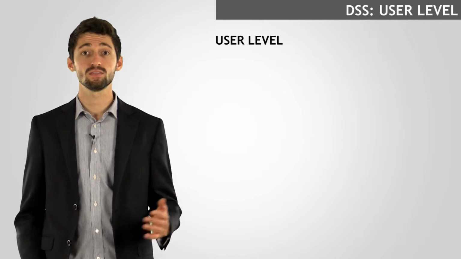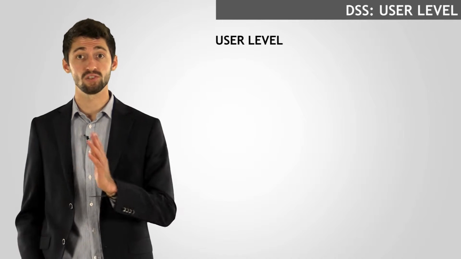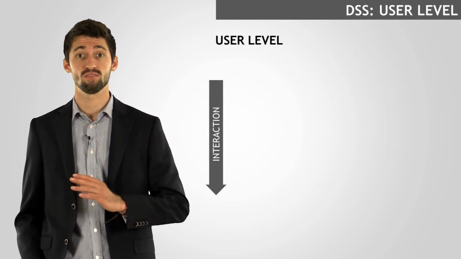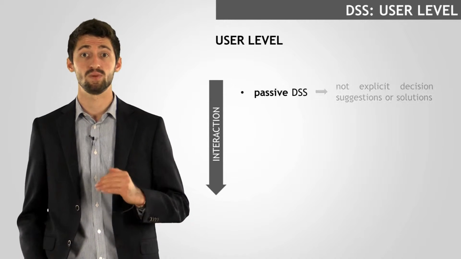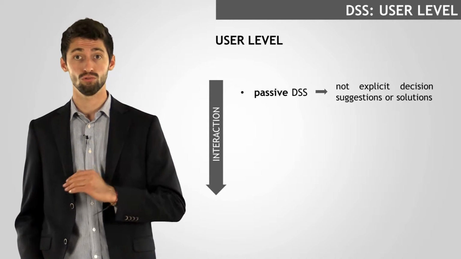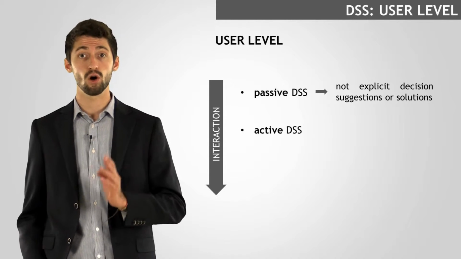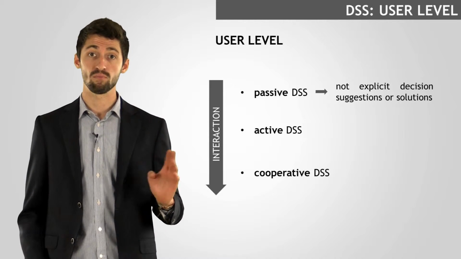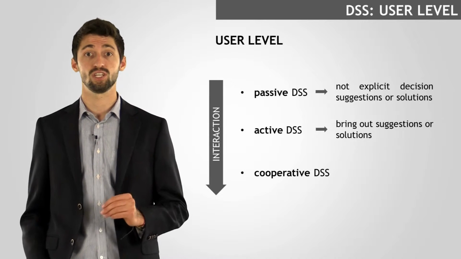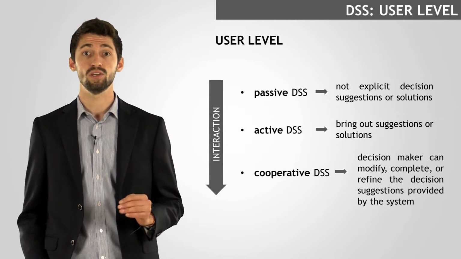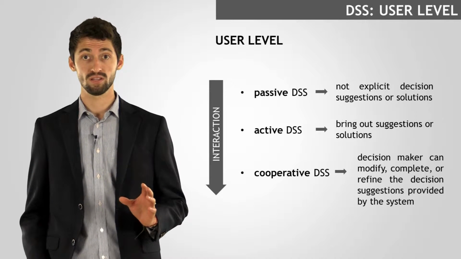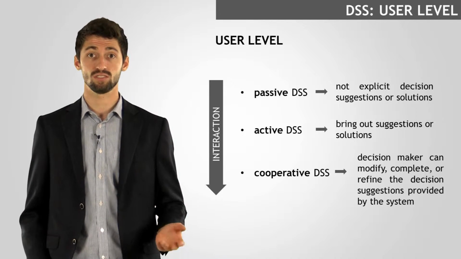It classifies the DSS on the basis of the interaction between the user and the system, from a passive DSS, which cannot bring out explicit decisions, suggestions, or solutions, to an active and a cooperative DSS, which can bring out such decision suggestions or solutions, and even allow the decision maker to modify, complete, or refine the decision suggestions provided by the system.